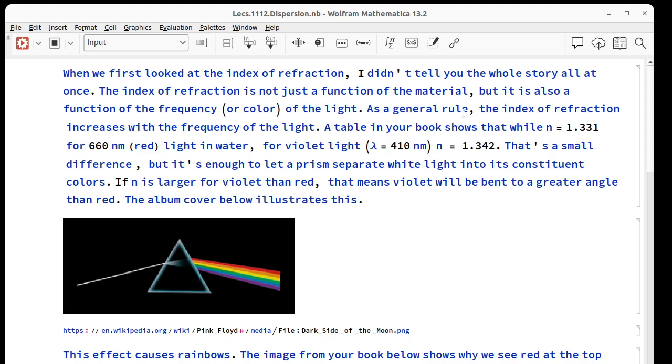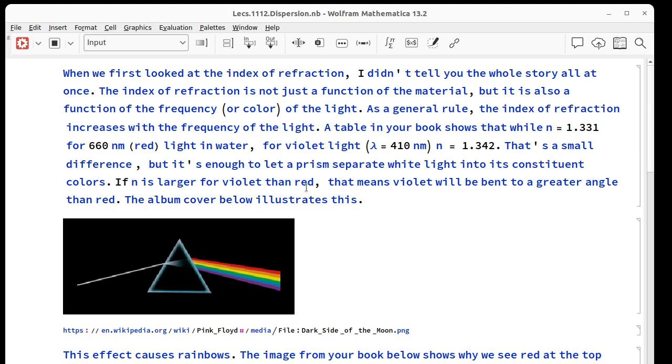If you look in the book, you'll see that we said n equals 1.33 for water, which is pretty good. But actually, for red light at 660 nanometers, n is 1.331, while for violet light at 410 nanometers, it's 1.342. That's a small difference, but that same kind of difference in glass lets us use a prism to separate white light into the colors that make it up.